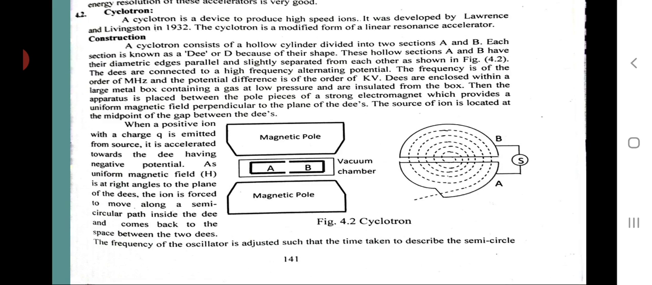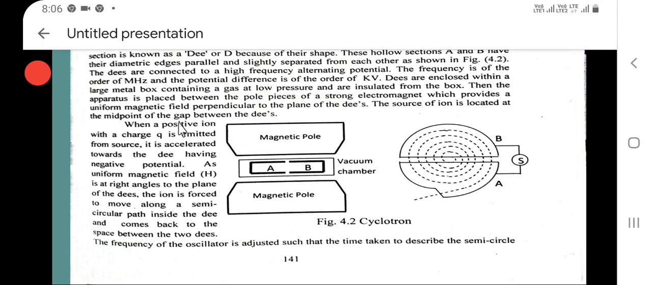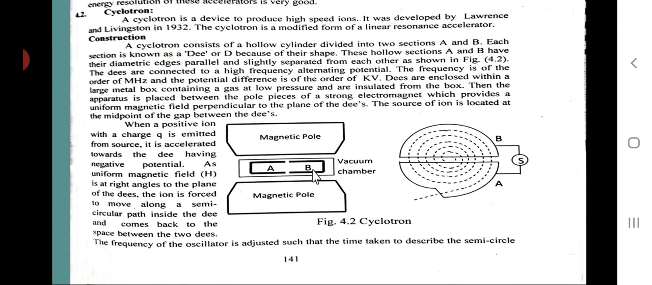Now, construction of the cyclotron. A cyclotron consists of a hollow cylinder divided into two sections, A and B. Each section is known as Ds or capital D because of their shape. These hollow sections A and B have their diametric edges parallel and slightly separated from each other as shown in the figure. The Ds are connected to a high frequency alternating potential. The frequency is of the order of some megahertz and the potential difference is of the order of kilovolts.